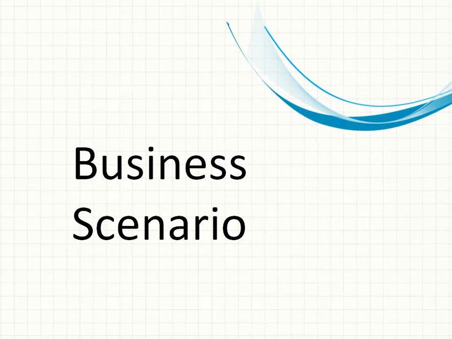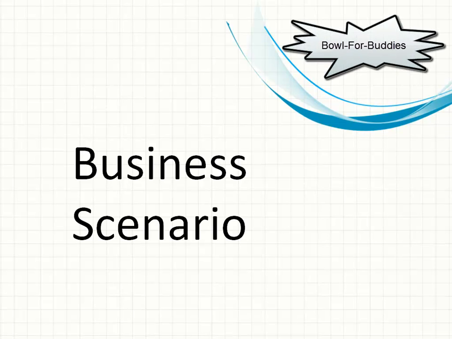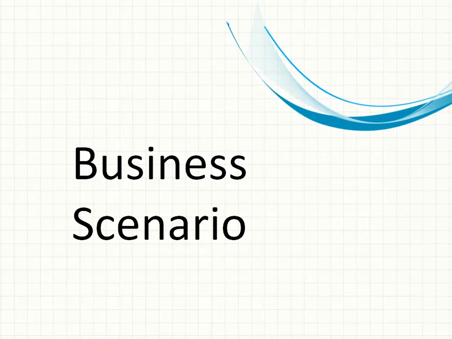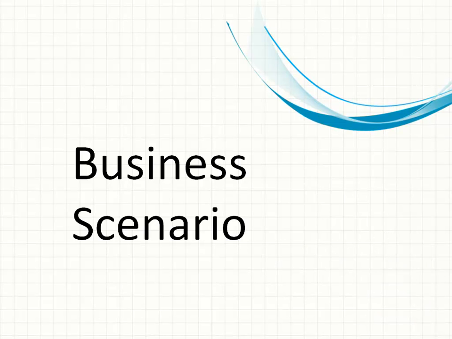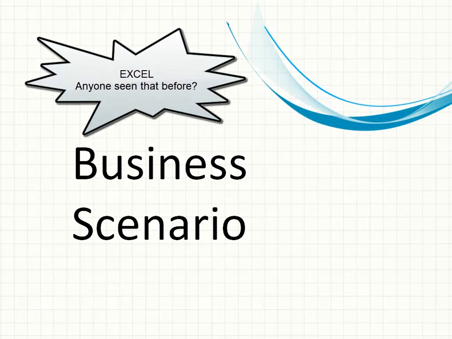This chapter talks about a fictitious company called Bowl for Buddies. This company is a small nonprofit organization that hosts bowling events to raise money for various charitable agencies. During these bowling events, donor information is collected, and after the bowl-a-thon, an email is sent out to the donors requesting them to pay based on the pledge that they have made for the bowling event. Currently, this process is tracked in an Excel spreadsheet, and sometimes many Excel spreadsheets.